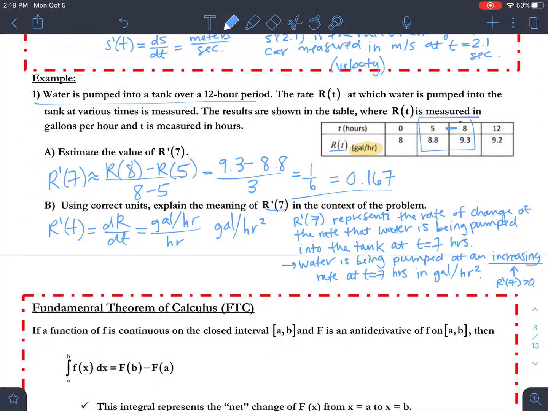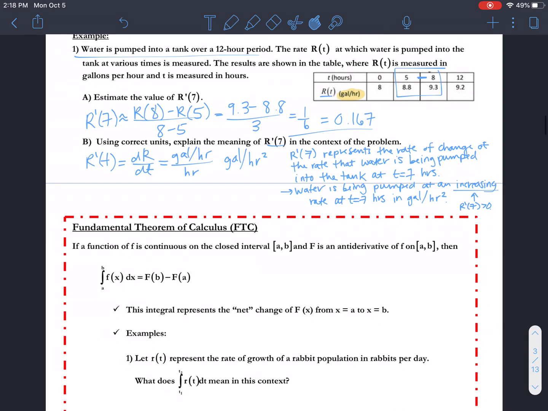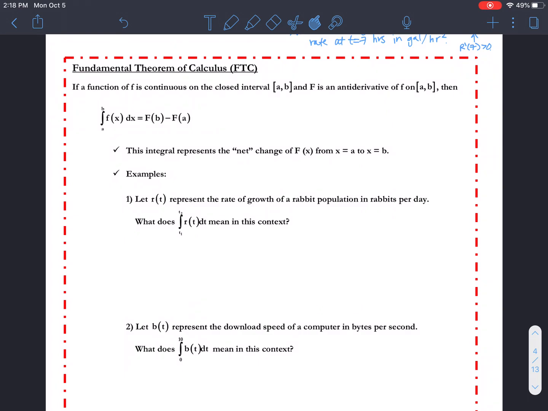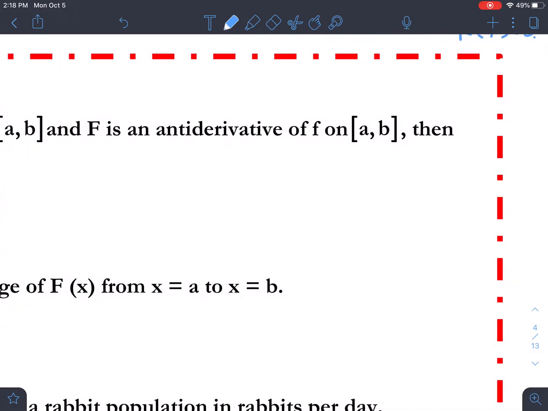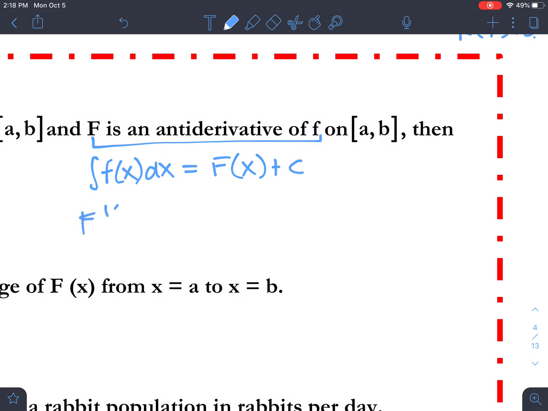Okay, so that's derivative context, and the next thing I want to talk about is how integrals fit into this. If you guys are ready to go to that next page. We already talked about the fundamental theorem of calculus in yesterday's notes. That is the main concept right here, that capital F is the antiderivative of little f. So the integral of f of x dx is the same as capital F of x plus c. And that also means that capital F prime of x is equal to little f of x.